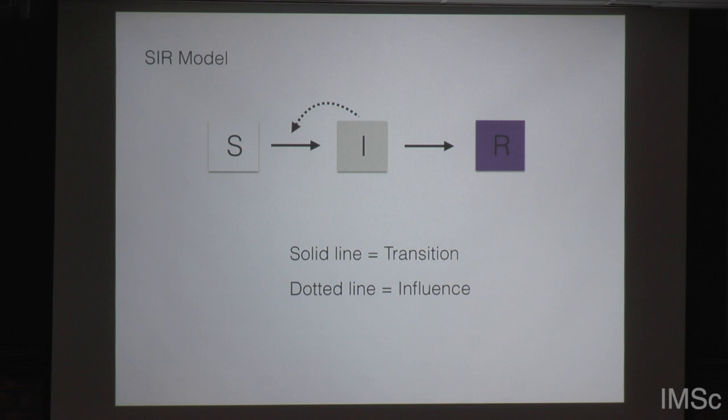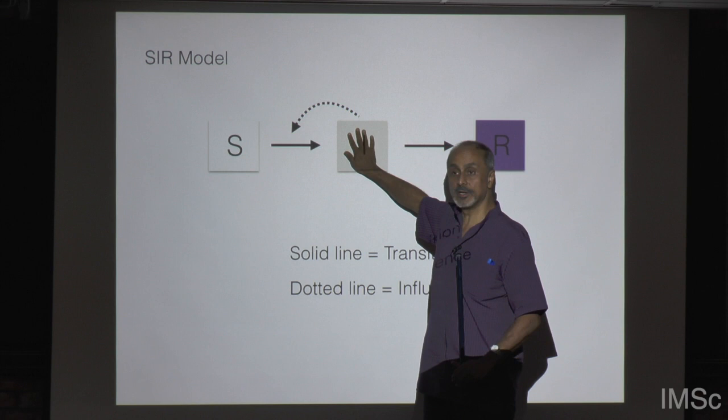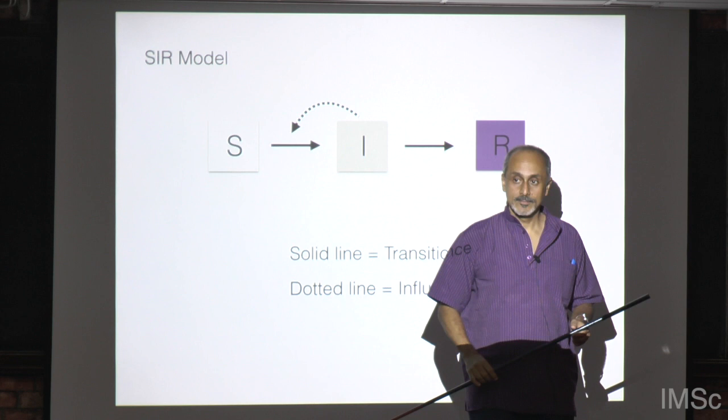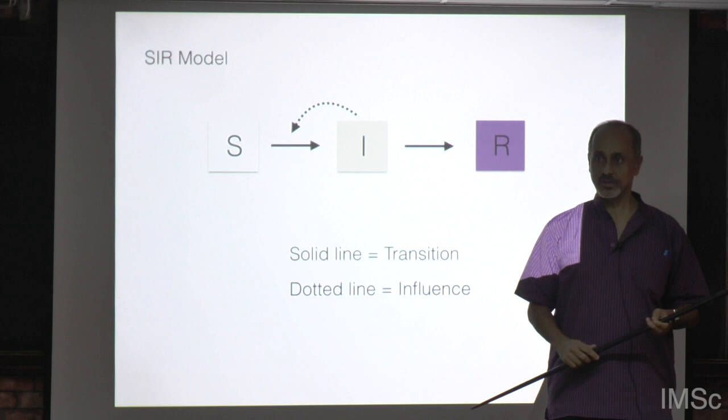Because the presence of susceptibles, the total number of susceptibles can change as a consequence of the infectious. But if there are no infectious people at all, a susceptible person can never become infected. Yes, I agree. Absolutely true.